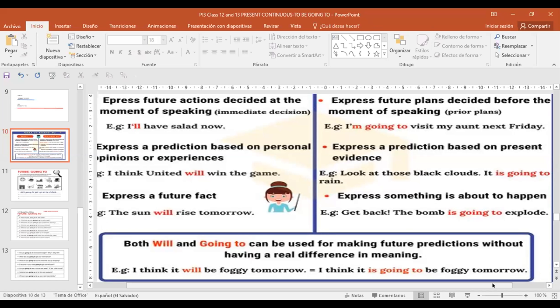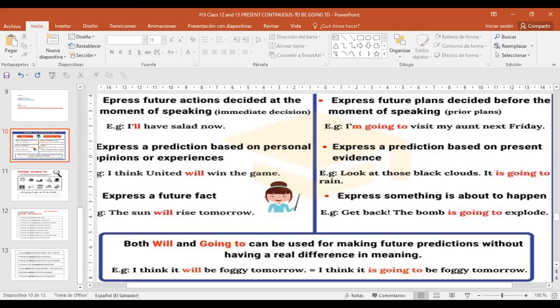Ah, ok. El will es para más largo plazo. Sin embargo, usted lo utiliza para decisiones inmediatas, como por ejemplo, cuando usted está ordenando una comida, usted dice, I'll have a salad and a burger. Es como, me comeré una ensalada, una hamburguesa. Es una decisión inmediata, pero no lo había planificado. O sea, pudo haber decidido la hamburguesa o pudo haber decidido una sopa. Lo utilizó para una immediate decision, como dice acá. En cambio, el otro es prior plans. En el otro es más seguro que se cumpla porque usted ya lo ha venido planificando. Usted dice, I'm going to visit my aunt next Friday. Eso lo va a cumplir porque ya lo planificó.